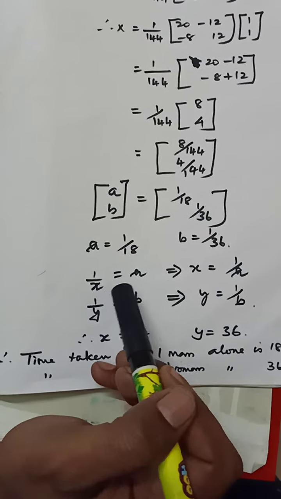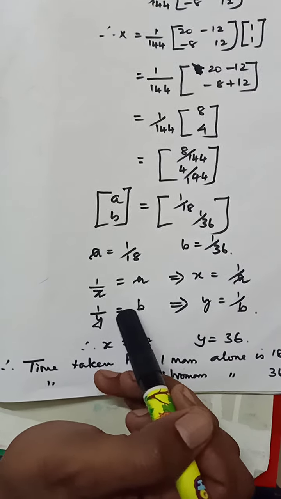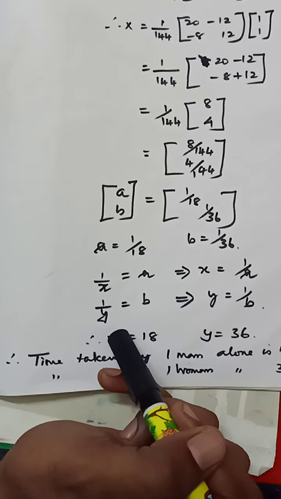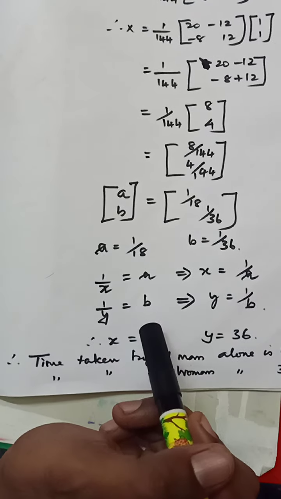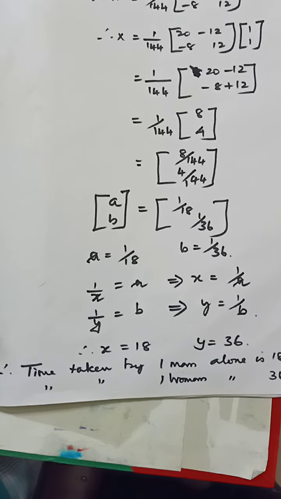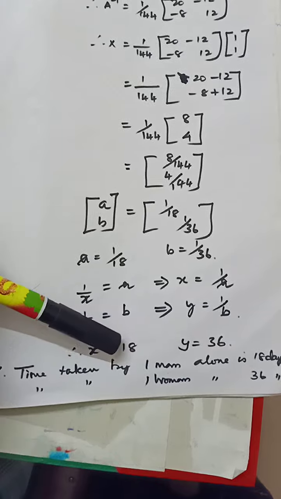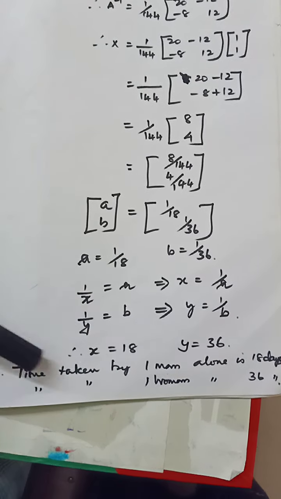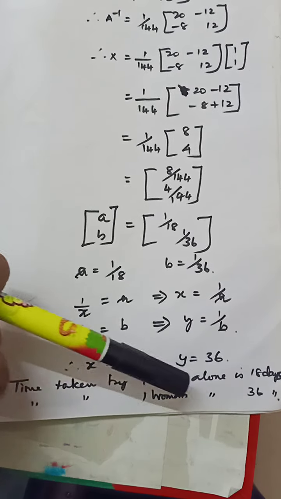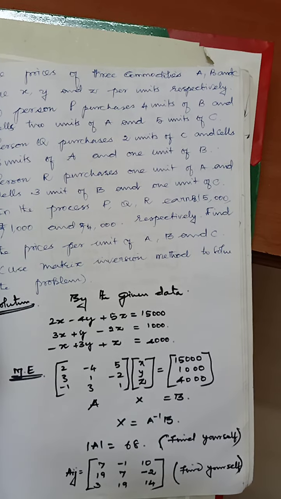Therefore, 1 by x is a, which we have taken. So x is nothing but 1 by a. 1 by y equal to b, that implies y equal to 1 by b. So your x value is 1 by 18, which becomes 18. Like that, your y equal to 36. So what is your final answer? The time taken by one man alone is 18 days. So a man can complete the same work in 18 days. At the same time, the time taken by one woman alone is 36 days to complete the same work. So it is clear.